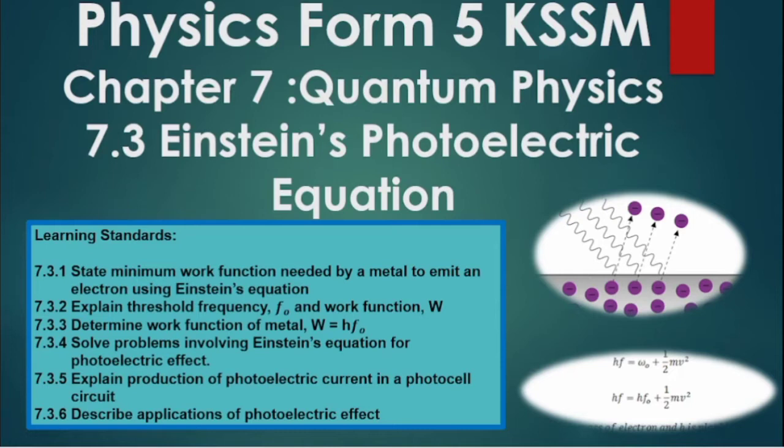Today we continue Chapter 7, Quantum Physics, on topic 7.3 Einstein Photoelectric Equation. In my video, I will discuss 6 learning standards. The first one, state minimum work function needed by a metal to emit an electron using Einstein equation. Explain threshold frequency f0 and work function W. Determine work function of metal W equals to hf0.